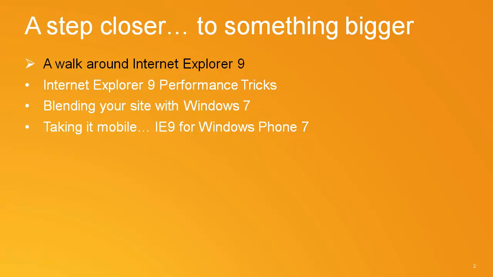So we're going to be talking about tricks that you can do to improve the performance of your applications and your websites. Following that, we're going to be talking about blending your site with Windows 7 and how you can take your applications one step further, bringing them closer to what native applications in Windows 7 can do. And then lastly, we're going to be talking about how you can take your websites mobile and how Internet Explorer 9 for Windows Phone 7 in the Mango version is going to bring all of the powerful features that the team had introduced in Internet Explorer 9 for Windows, in this case in a mobile version.